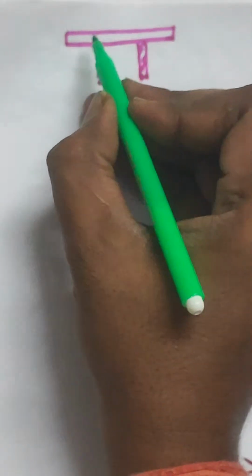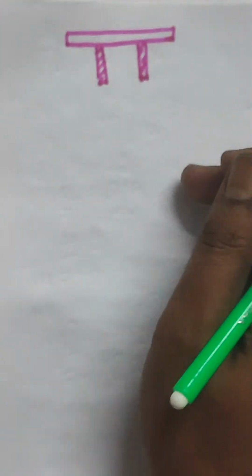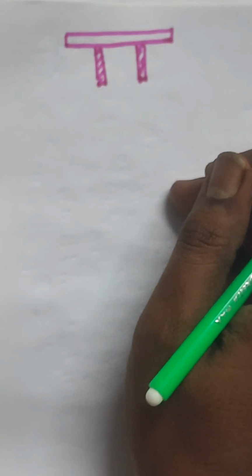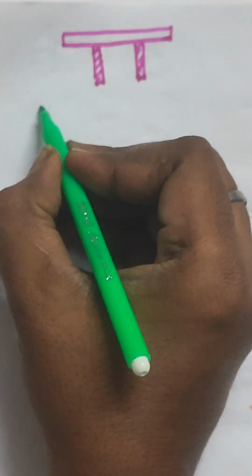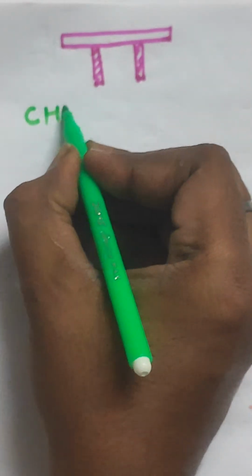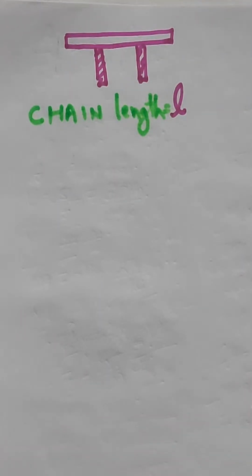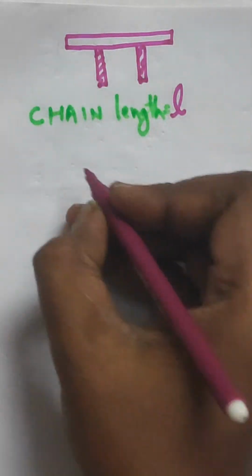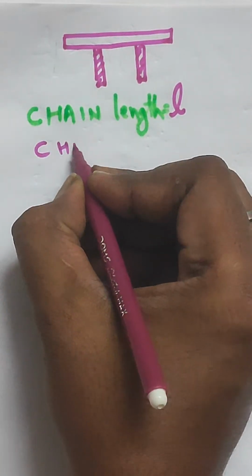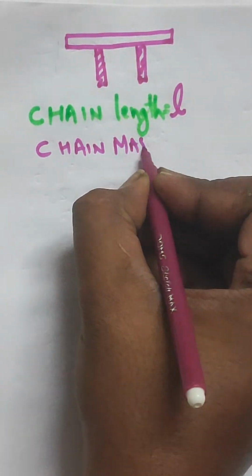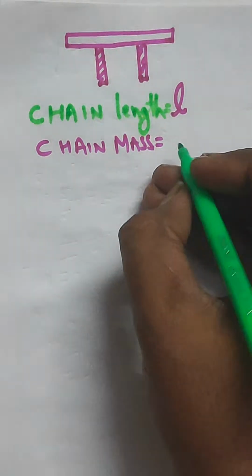A flexible chain of length L and mass M. So first of all we need to understand what is chain length. Chain length is given to you as L, right? And mass of this chain is given to you as M.